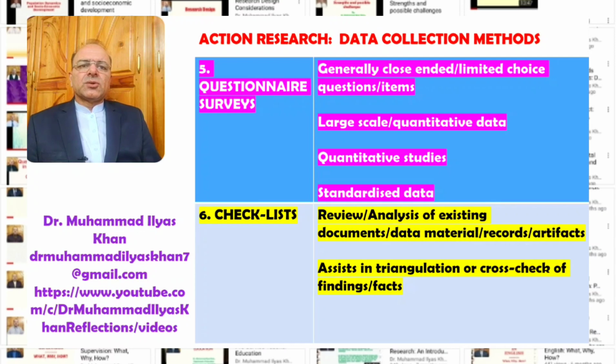checklists. So then we also have the checklists, which are actually based on a review or analysis of existing documents and or data material or records or artifacts. Generally, checklists are also used as a secondary source of data that assist in the triangulation or cross-check of the findings or facts, for example, through observations and or through interviews.